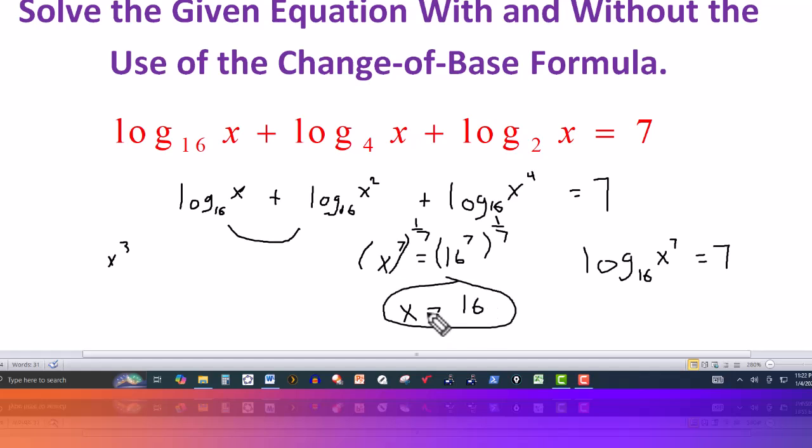You can see this one comes out a little bit easier. x equals 16, which is the same thing we got using the change of base. The only problem with this method is it's not always going to work. The change of base formula, if you have an equation with different bases, always works. Here you have to be careful with powers. If you can match it up this way, it's going to go fairly easy.